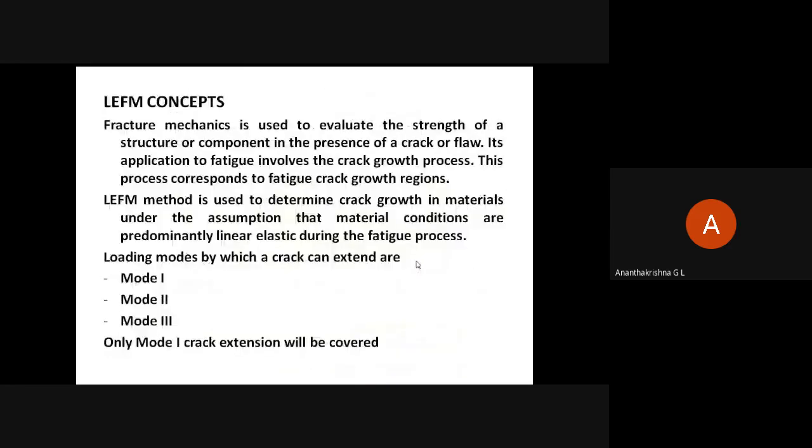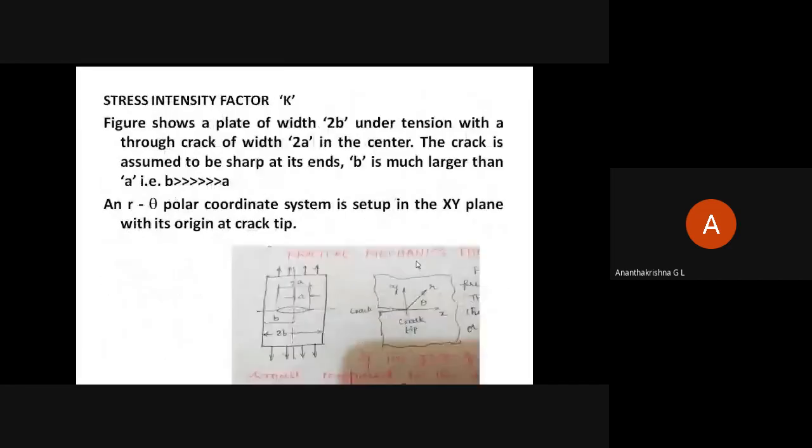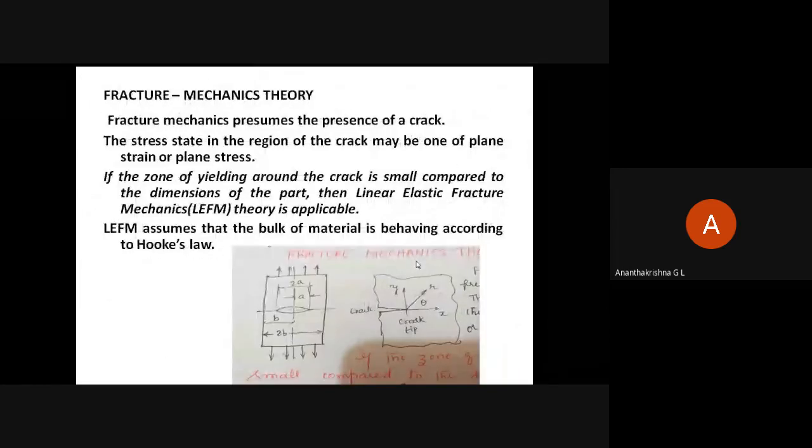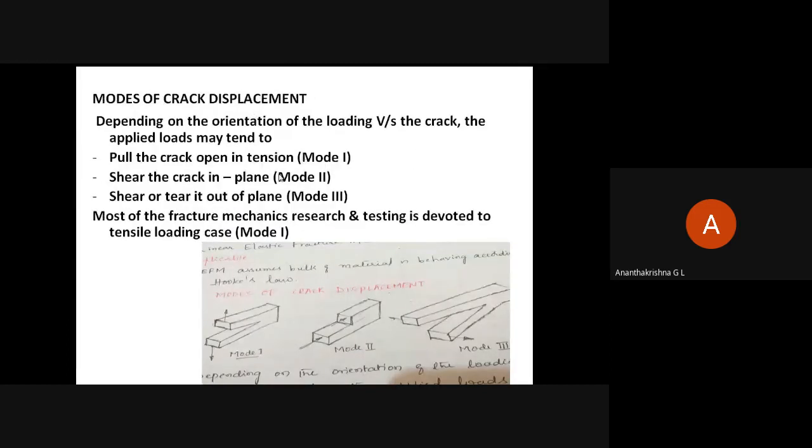So we'll revise what we learned today. Fracture mechanics theory presumes presence of a crack. LEFM assumes the metal behavior obeys Hooke's law. Then we learned about the modes of crack displacement. There are 3 modes of crack displacement. One is pull the crack open in tension. Second mode is shear the crack in plane. In third one, the load will tear it out of plane, that is mode 3. And mode 1 is extensively used in all research and testing. Okay, so mode 1 is only important.